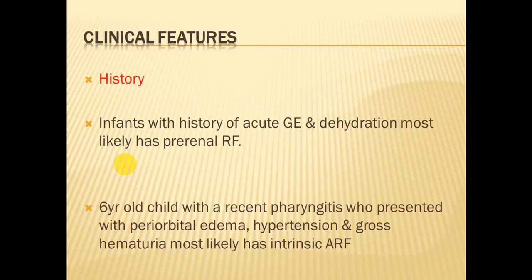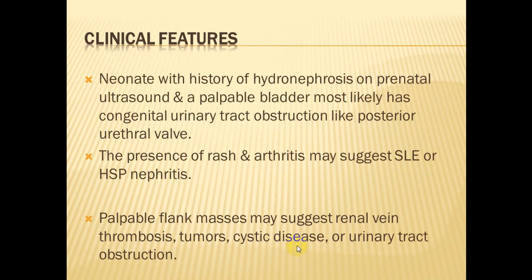What about clinical features? We start from history. If we see an infant with history of acute gastroenteritis, dehydration, we talk about pre-renal renal failure. If the patient is a 6-year-old child with recent pharyngitis or presented with periorbital edema, hypertension, we talk about post-streptococcal glomerulonephritis, so intrinsic type of acute renal failure.